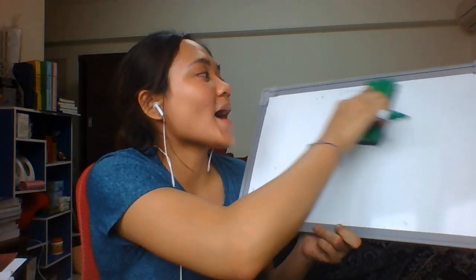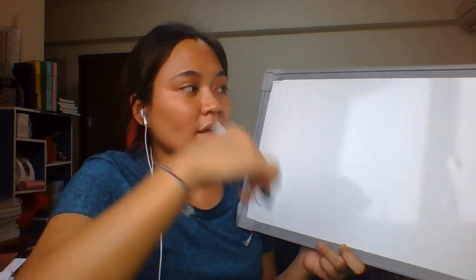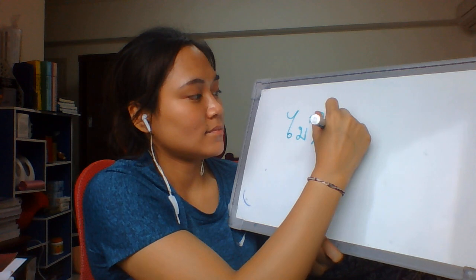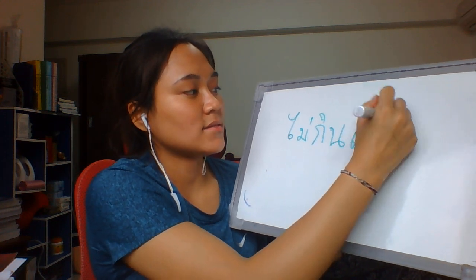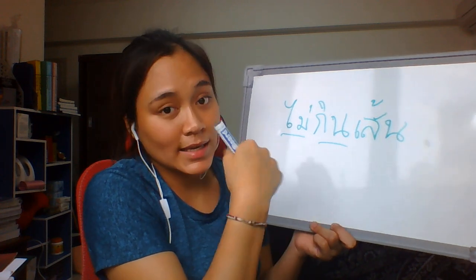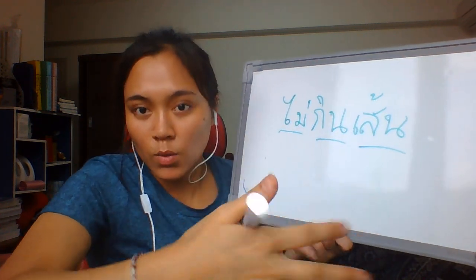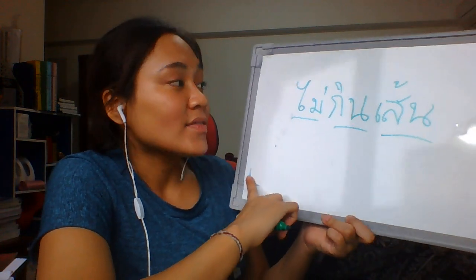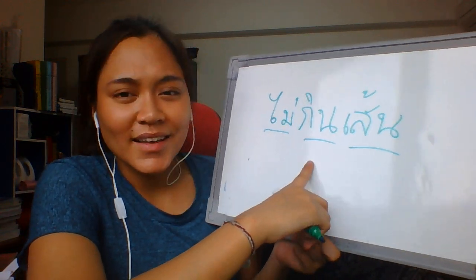And we have another idiom that has the word เส้น in it. We call it ไม่กินเส้น. ไม่ means no, not. กิน means to eat, and เส้น means noodles, like the one that I just told you. So ไม่กินเส้น literally means not to eat a line.